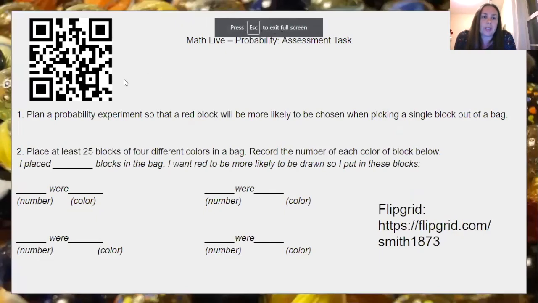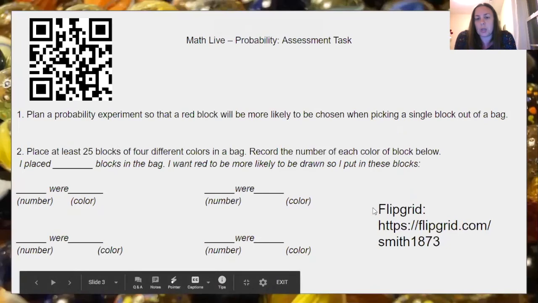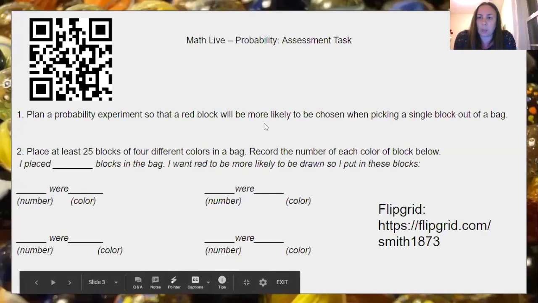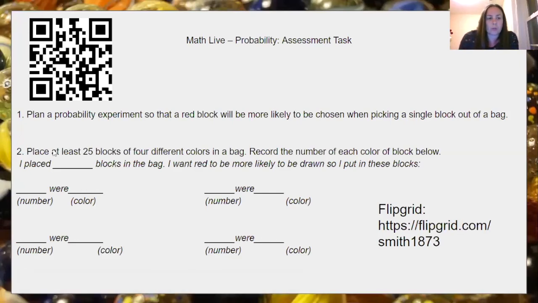So our activity today is that we are going to plan an experiment so that a red block will be more likely to be chosen when picking a single block out of a bag. All right, when you are finished with all of the questions to this activity, you can go to the Flipgrid. Here is the QR code and here is the web address. And you can share the experiment that you made and how you tested it. And it came out that you had red more likely being drawn. And did that really happen when you did your trial? All right, so the second thing now, number 2, place at least 25 blocks.